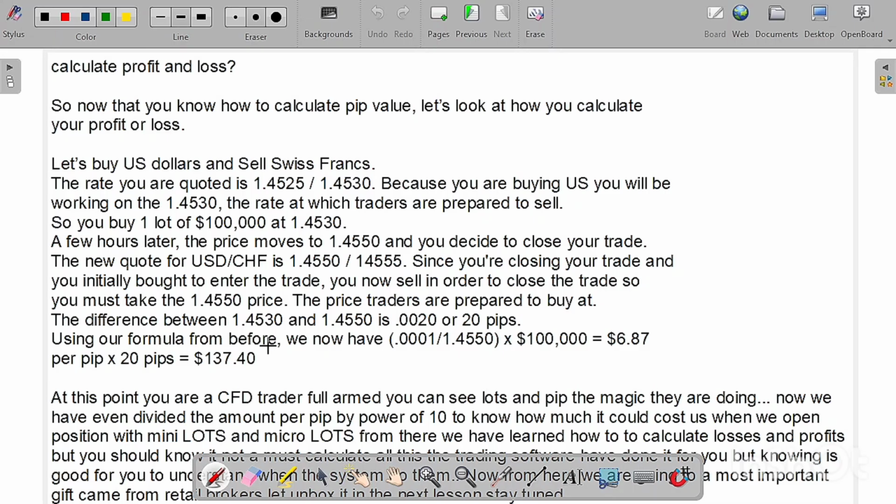Using our formula from before, we now have 4 decimal places, which is the Swiss franc, which represents 4 decimal places. You take the 4 decimal places, you divide by the exchange rate. The answer you get, you multiply by $100,000, which is a whole standard unit. Now you will get 6.87. Now this is the amount per pip. Then you multiply by 20 pips, the difference which we got here. So you see that you are in $137.40 in profit.